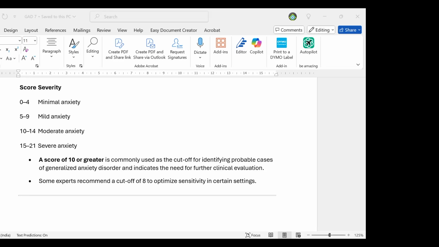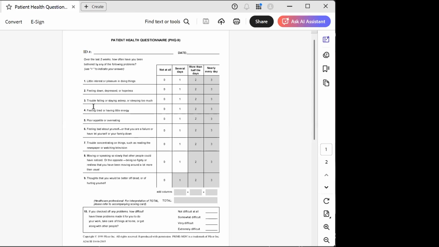I'm sorry. Hemant, we see the same screen. Score severity, minimal anxiety, mild anxiety, a score of 10 or greater. Okay, so you see this screen now, PHQ-9? Yes, right, correct.